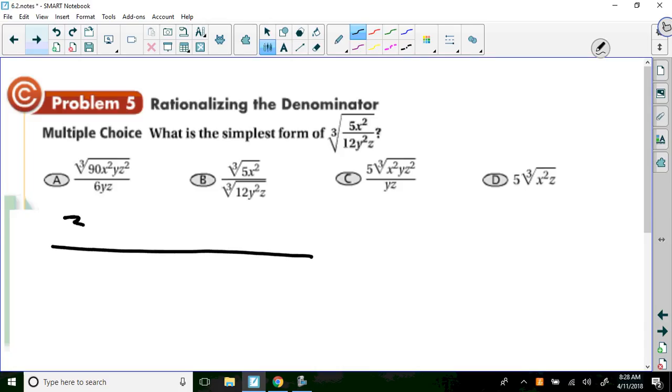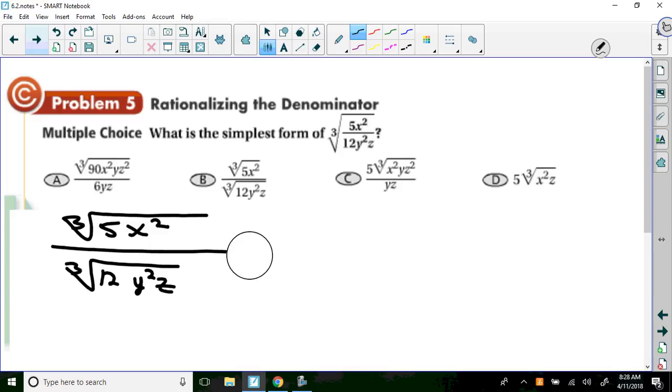So I've got a cube root up top of 5x squared, and in the bottom I've got a cube root of 12y squared z. Now I got to think to myself, I know 1 is a perfect cube. I know 8 is a perfect cube, and I know 27 is, and I know 64 is. And I'm trying to find a perfect cube that's going to match up with 12. 125. 216, I think, is going to be the first one.